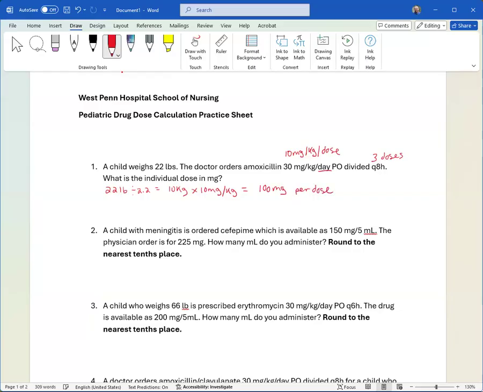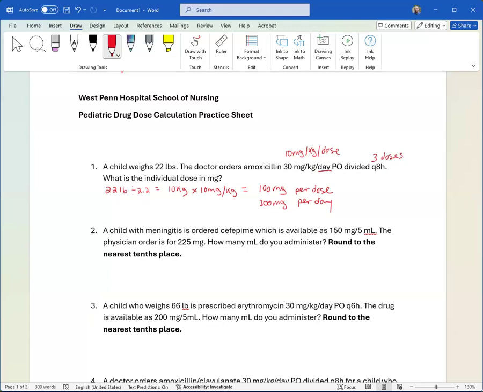So they would get 300 milligrams per day, 100 milligrams per dose. So that's number one. Number two, a child with meningitis is ordered. Available is 150 milligrams per 5 ml. Physician orders 225 milligrams. How many milliliters? Round to the nearest tenth. So this does tell you to round.